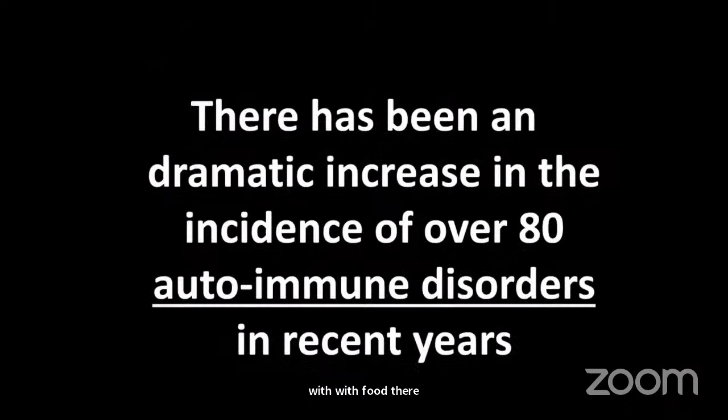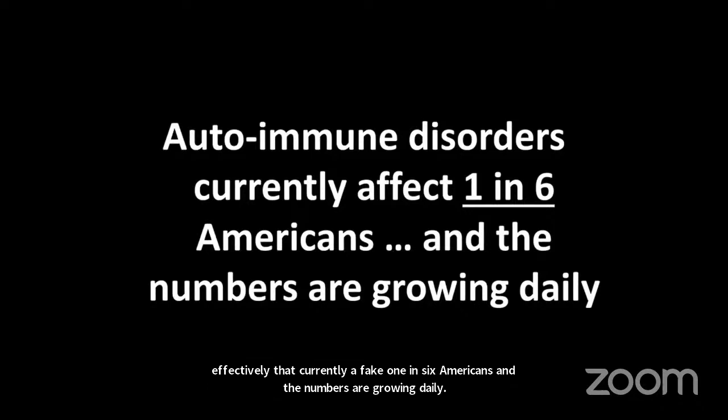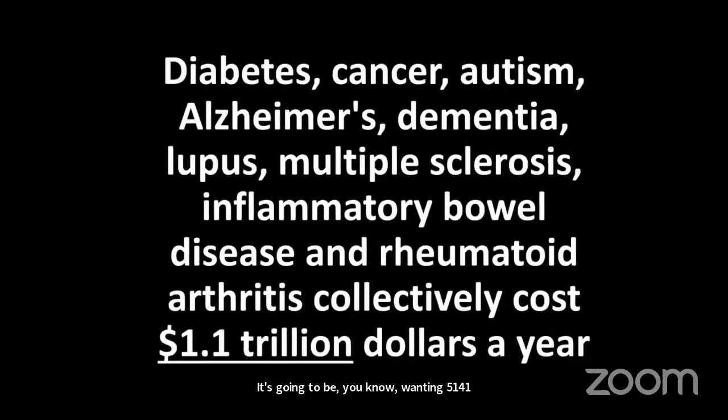There's been a dramatic increase in the incidence of over 80 autoimmune disorders in recent years. That's where the body's immunity is not functioning effectively. They currently affect 1 in 6 Americans, and the numbers are growing daily. It's going to be 1 in 5, 1 in 4, 1 in 3, 1 in 2 very, very quickly. So what are autoimmune diseases? They're non-infectious diseases that include things like diabetes, cancer, autism, Alzheimer's, dementia, lupus, multiple sclerosis, inflammatory bowel disease, rheumatoid arthritis, etc., etc.